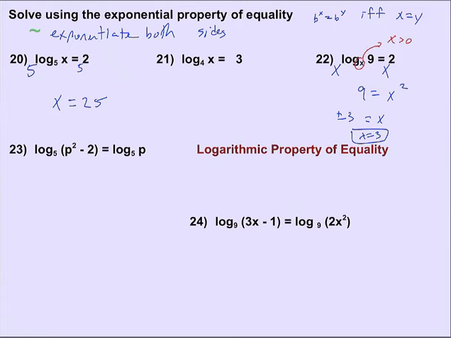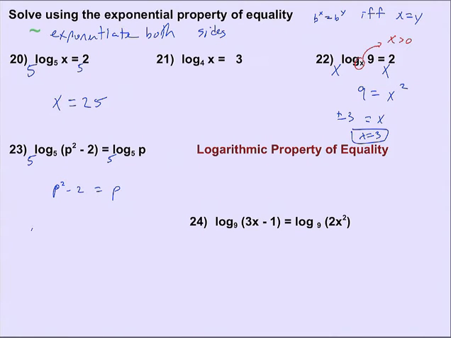This works even if the equation gets a little bit more complicated. I can exponentiate both sides to get rid of the log. What's important is that this only works if there's a log on both sides, and the logs on both sides have the same base. Because now exponentiating with a base of 5 will cancel the logs out. So I have p squared minus 2 equals p.